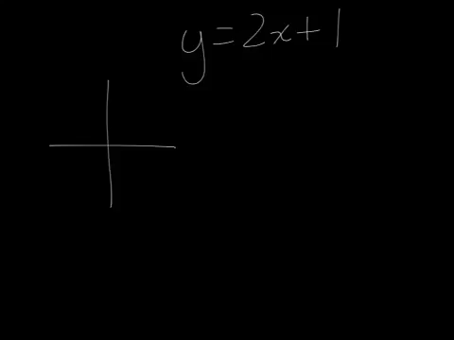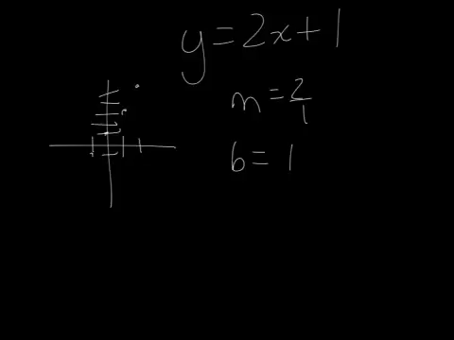Alright, so we need to identify our slope. Our slope is m equals 2, so it means that we are rising 2 and running 1. And our b, where we begin, our y-intercept, is going to be 1. So we're going to start at 1. We're going to rise 2, run 1, rise 2, run 1. We can also fall 2 and go back 1. We connect our points, and that's going to be what our line looks like.